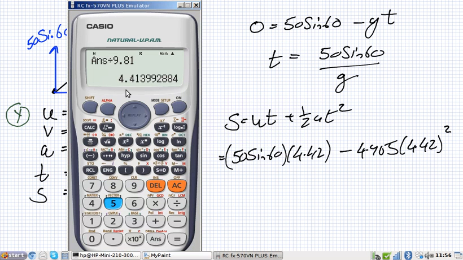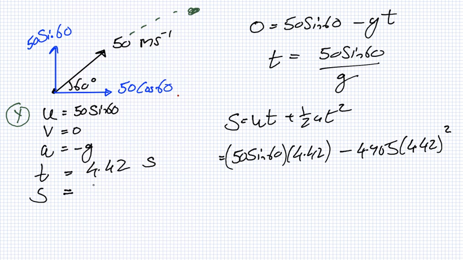So let's see, that's 50 sine 60 multiplied by the time minus 4.905 multiplied by the time squared. That comes in at 95.57 meters. Okay. Right, so that was A, B. Now C is the time of flight.